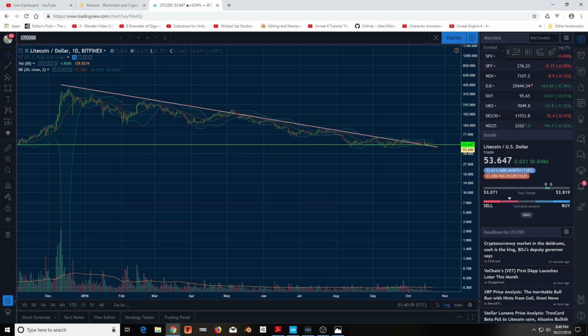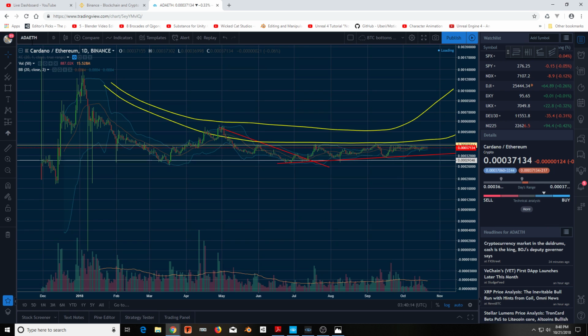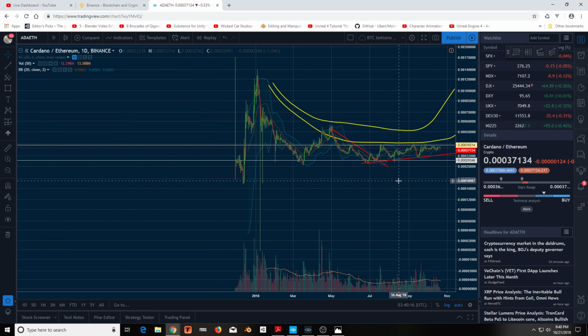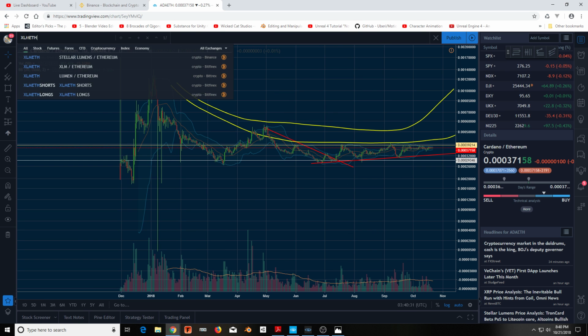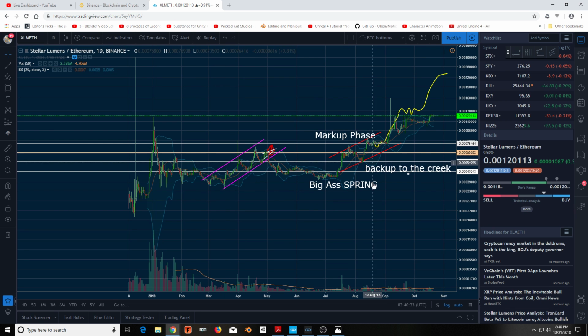What's another one that looks good? Let's take a look at ADA. ADA, same thing, moving up. And you know, it looks like it might be doing something, right? Another one. Good old Stellar. Stellar's just been kicking butt for the last few weeks here, hasn't it? Just going up, up, up, up, up.